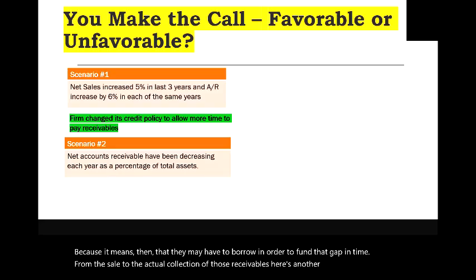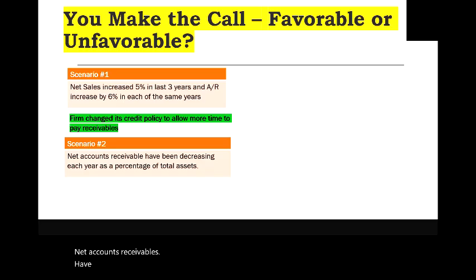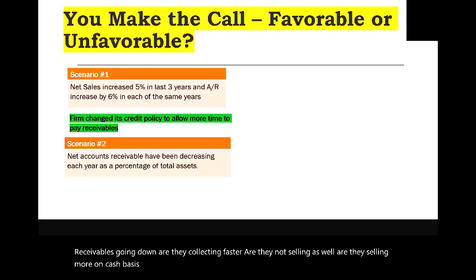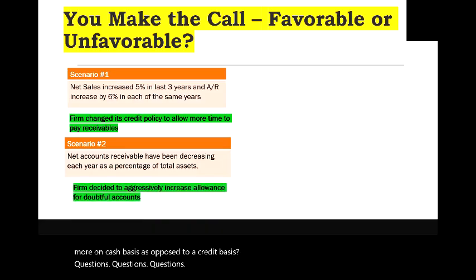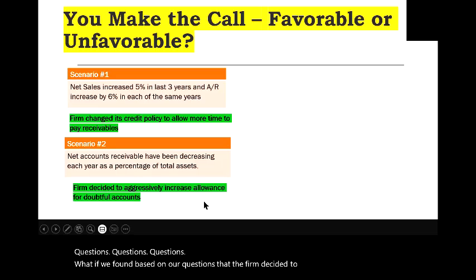Here's another scenario. Net accounts receivables have been decreasing, and this has been the case each year as a percentage of total assets. Receivables going down. Are they collecting faster? Are they not selling as well? Are they selling more on cash basis as opposed to a credit basis? Questions, questions, questions. What if we found, based on our questions, that the firm decided to aggressively increase allowance for doubtful accounts?